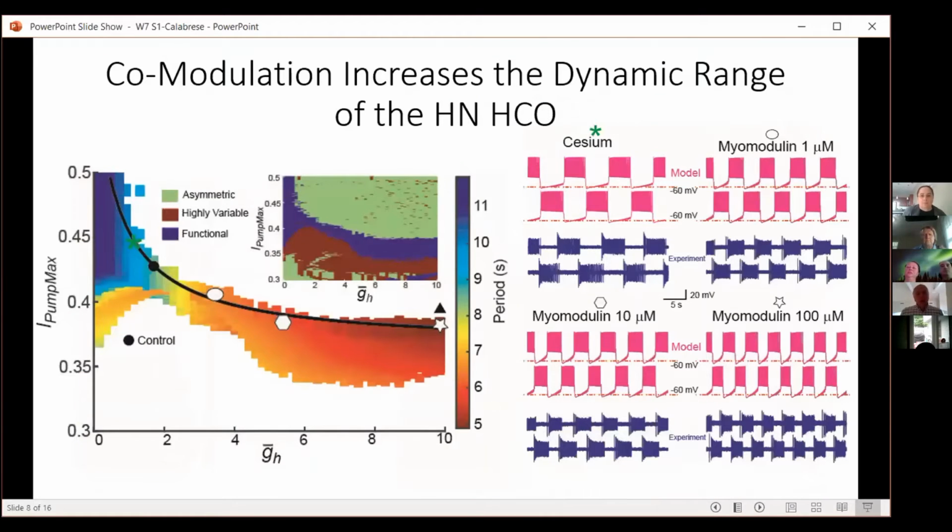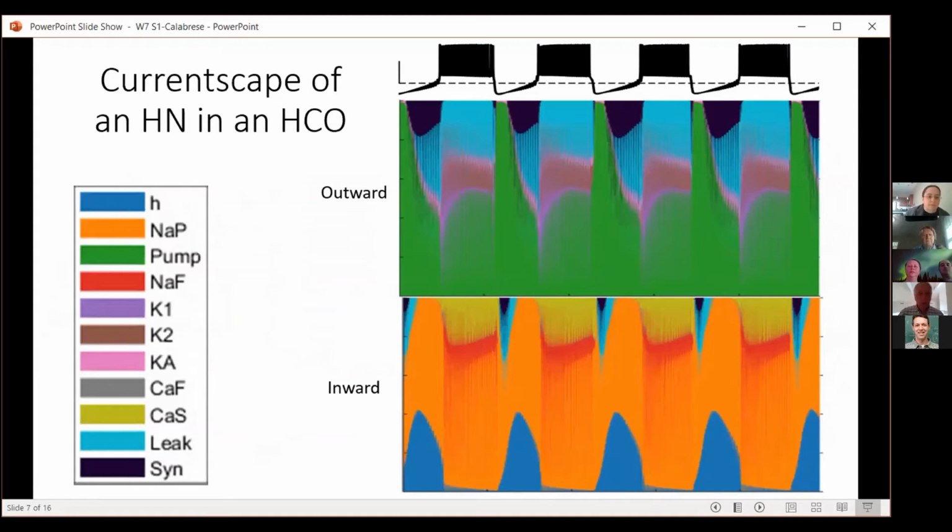Okay, so sorry, now here's one more. Going back to the currentscape, when I see, for example, that the pump looks like it's the largest right after the burst terminates, is that an absolute measurement or a relative measurement? That's the relative measurement. Relative, okay.